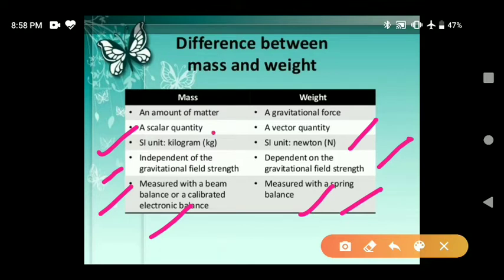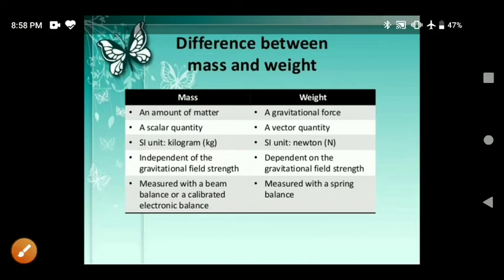Mass is a scalar quantity, weight is a vector quantity. The SI unit of mass is kg, the SI unit of weight is Newton. Mass is independent of gravitational field strength, weight is dependent on gravitational field strength. Next, mass is measured by the beam balance or electronic balance, and weight can be measured by using a spring balance. So this is the difference between mass and weight.